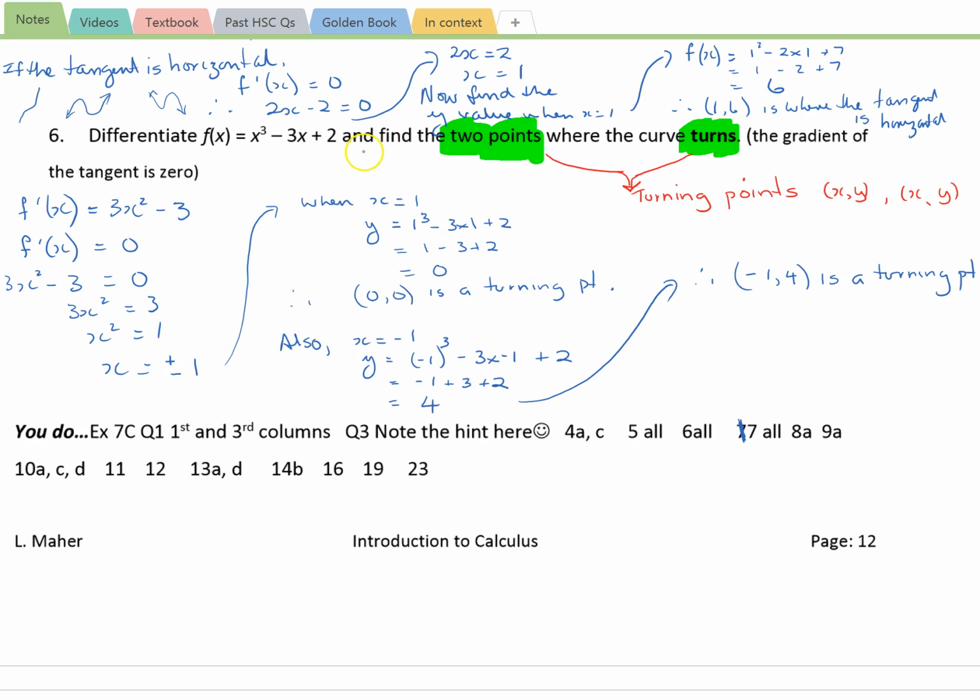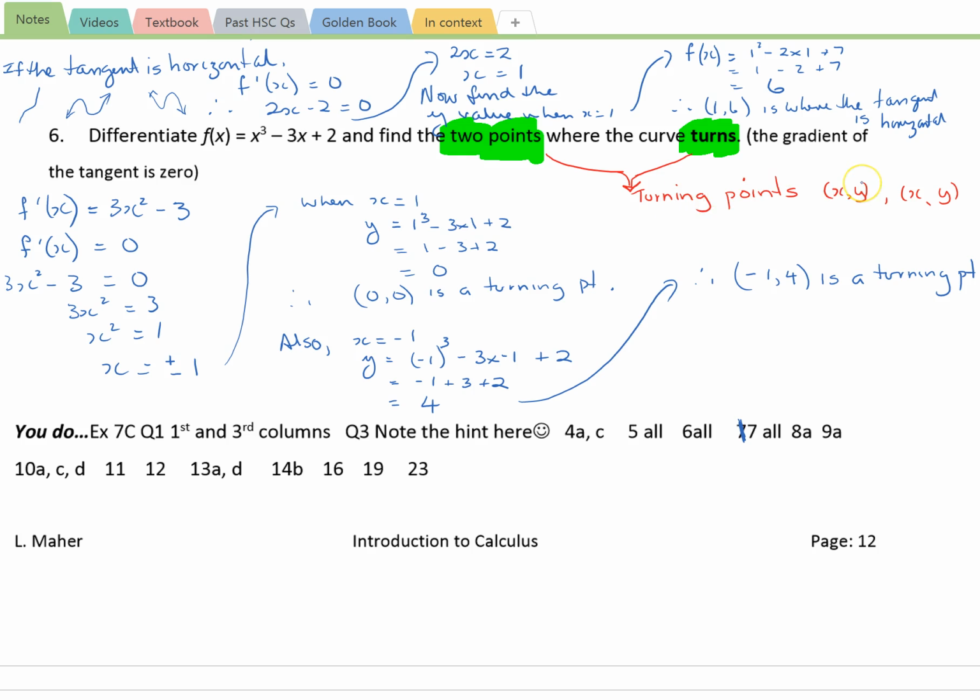So the question goes on to say, and find the 2 points where the curve turns. In another chapter, there's many exercises on finding turning points, identifying turning points. So this is a nice little introduction to what we're going to do a whole lot more work on, in that we're finding the turning points. Now, at any turning point, the gradient of the tangent is 0.